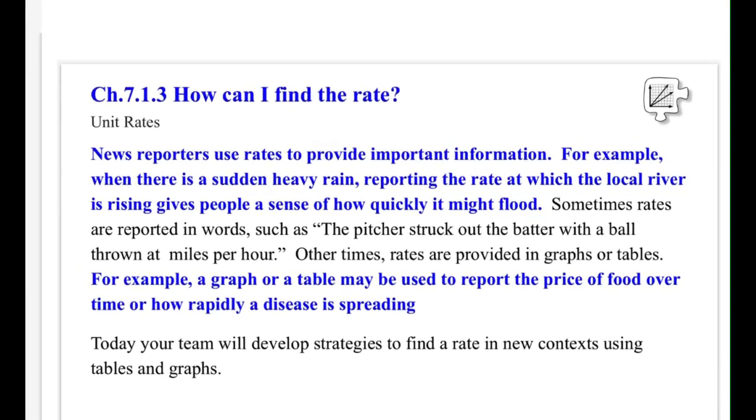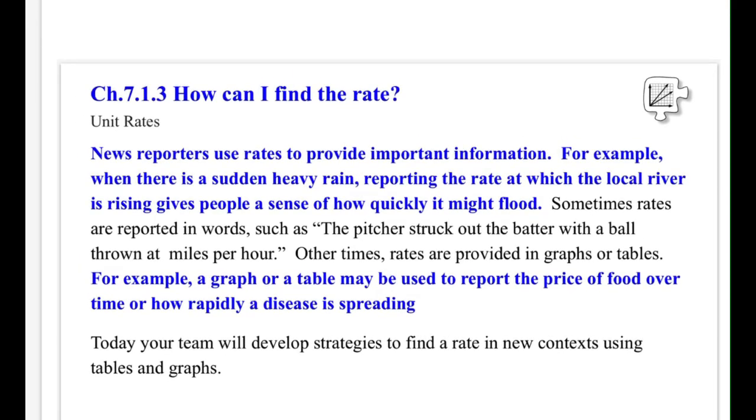Let's begin by reading the intro together. Again, you are the blue and I am the black. Feel free to read along. Chapter 7.1.3, How can I find the rate? Unit rates. News reporters use rates to provide important information. For example, when there is a sudden heavy rain, reporting the rate at which the local river is rising gives people a sense of how quickly it might flood.